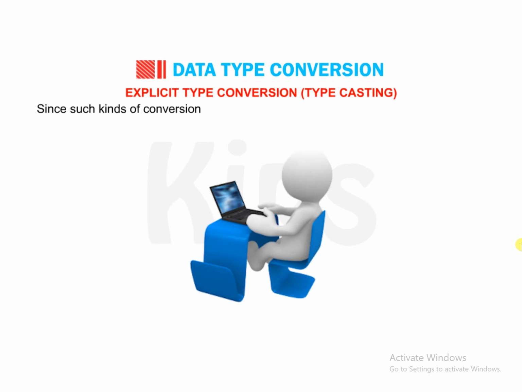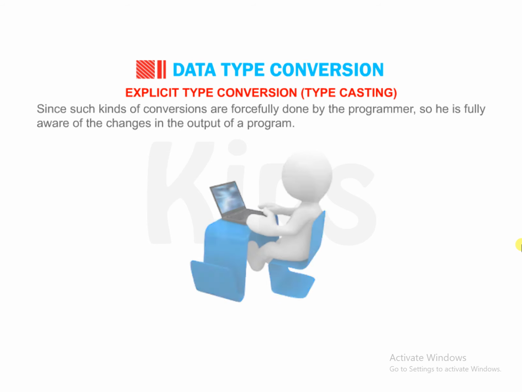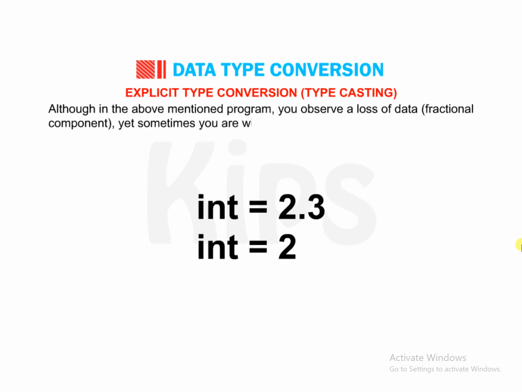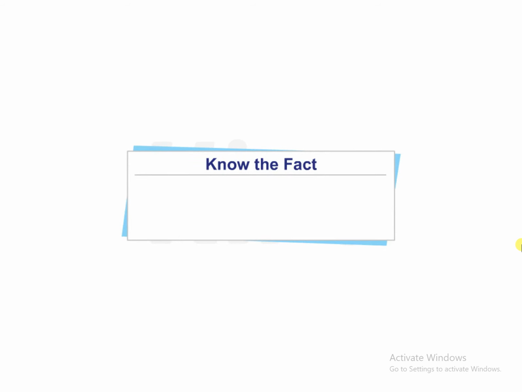Since such kinds of conversions are forcefully done by the programmer, he is fully aware of the changes in the output of a program. Although in the above mentioned program you observe a loss of data, the fractional component, yet sometimes you are willing to perform such operations. Time for fact file.